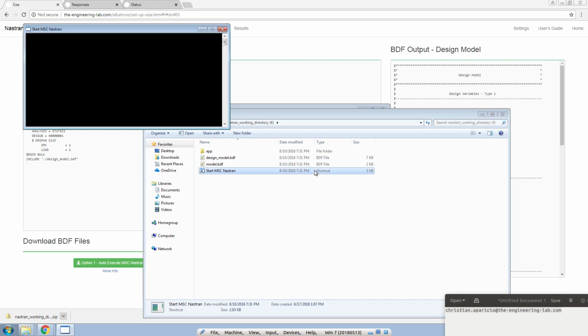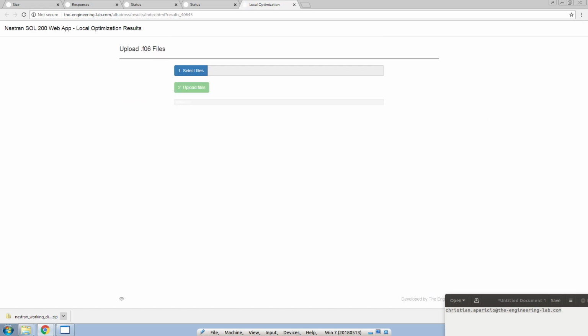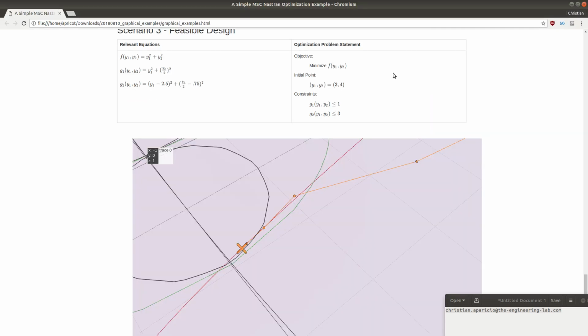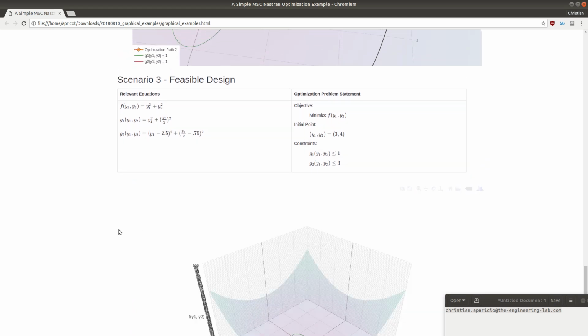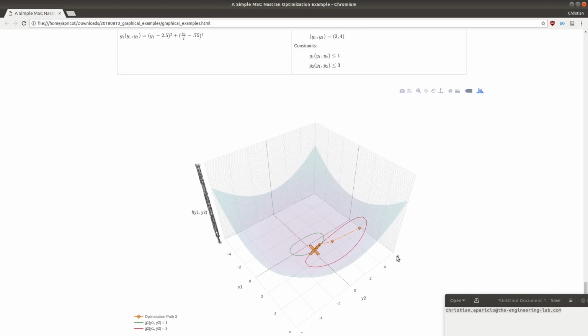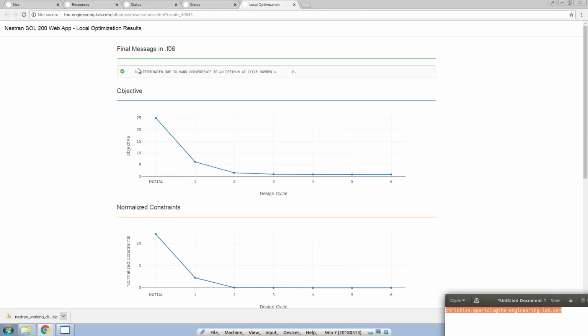And let's go ahead and start the optimization. Now, let's go ahead and look at the surface plot. Since we relax the constraints, in this case, we see that the optimization has gone through successfully. We have this message, run terminated due to hard convergence at an optimum. So that's very good news.